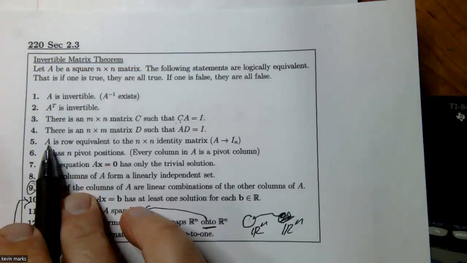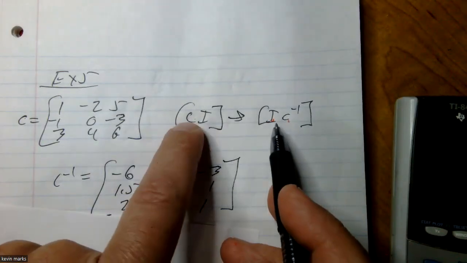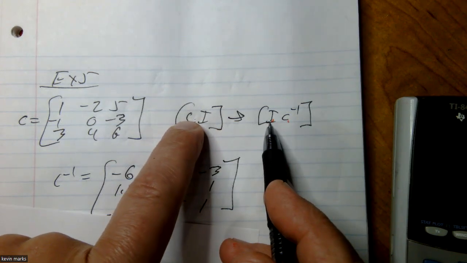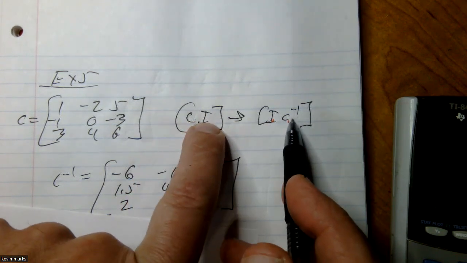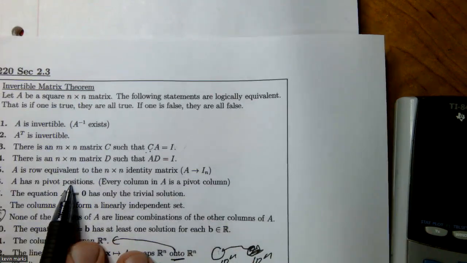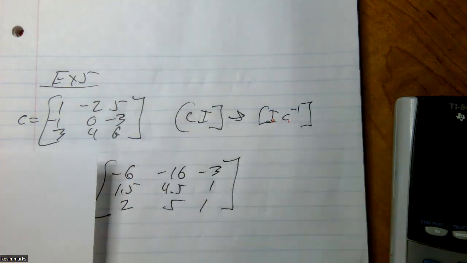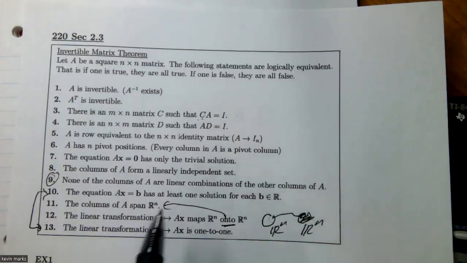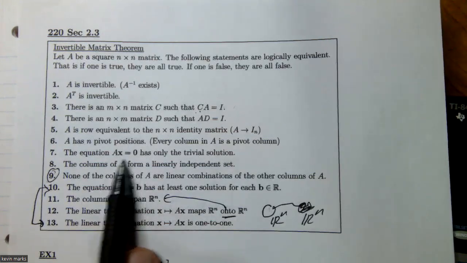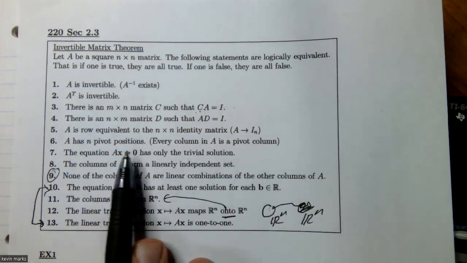Is your original matrix, I called it C, row equivalent to the identity? Yes, it has to be. That was the whole point, right? This row reduced to here, and that at the same time transformed the identity into the inverse. So that is clearly true. Are they all going to be pivot columns? Yes, right? If C row reduces to the identity, they all have to be pivot columns. If they're all pivot columns, then if you augment it with the 0, you're going to get only the trivial solution. Or you could use the inverse.